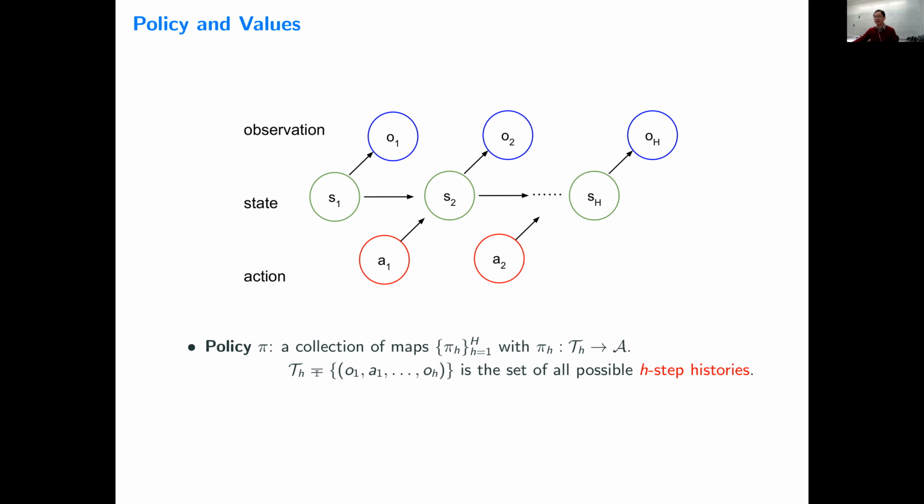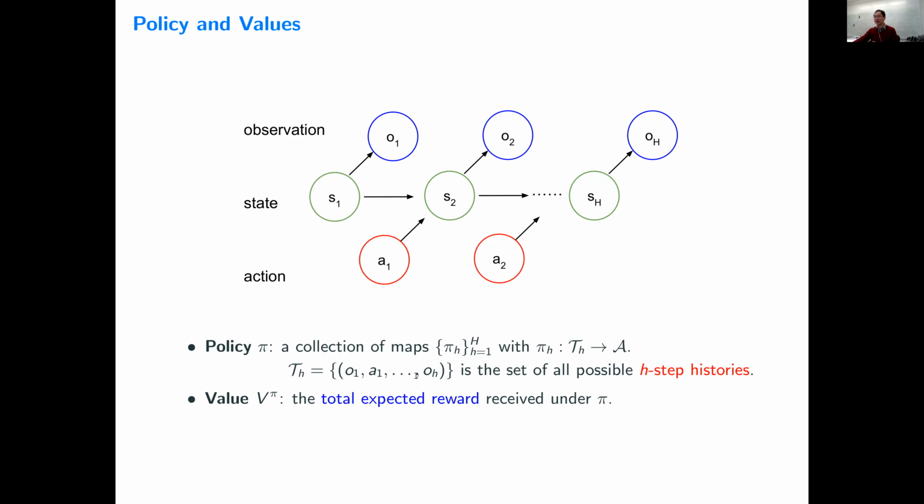So in general, the policy will take as an argument the entire history up to step H, which is O1, the observation at the first step, action at the first step, then the observation at the second step, action at the second step, until the observation at step H. It will take into account the entire history and then make a single decision, an action, which tells you what action you're going to play at this round. This is the policy.